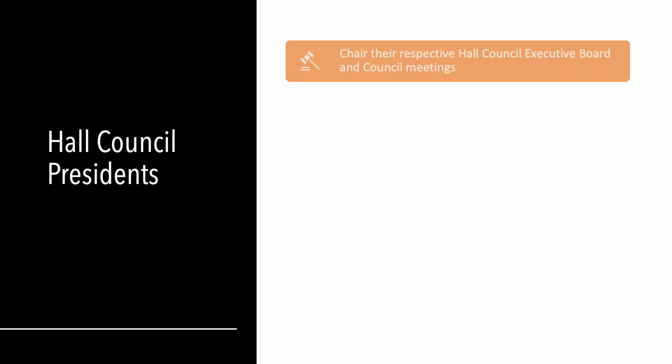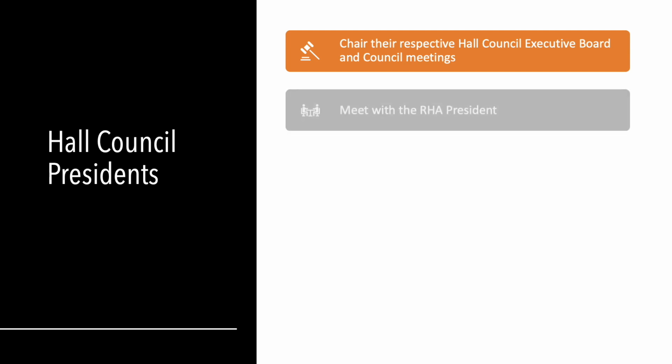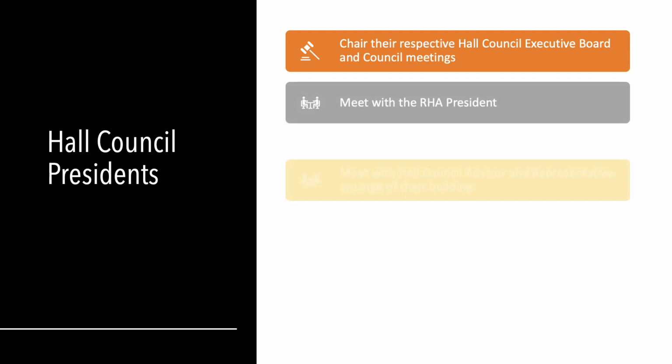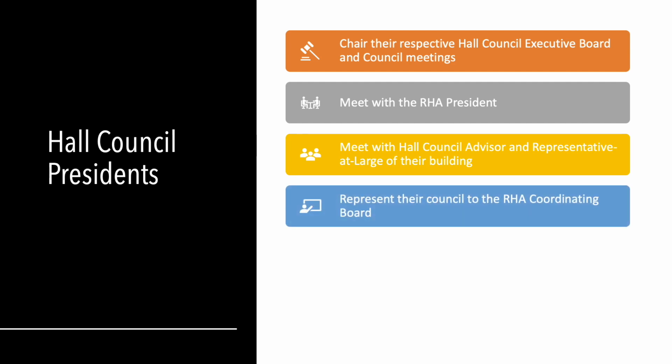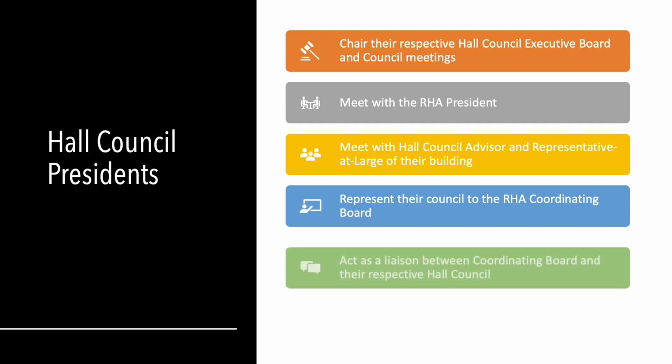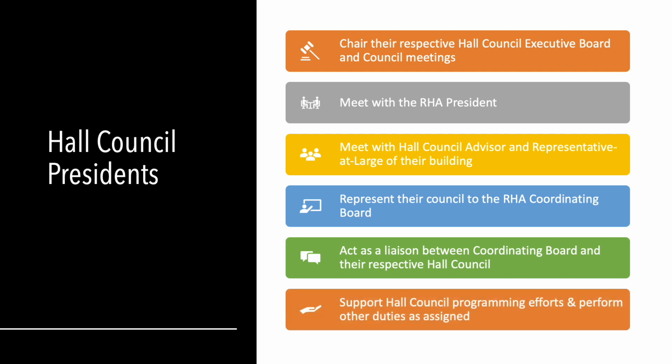All council presidents play a significant role in RHA. The presidents are responsible for chairing their respective Hall Council Executive Board and Council meetings, meeting with the RHA president, meeting with their Hall Council advisor and rep-at-large for their building, representing their council to the RHA Coord Board, acting as a liaison between the RHA Coord Board and their respective Hall Council, and supporting Hall Council programming efforts and performing other duties as assigned.